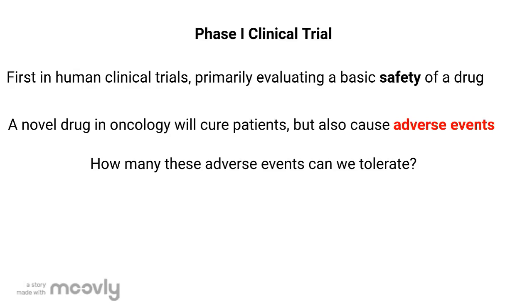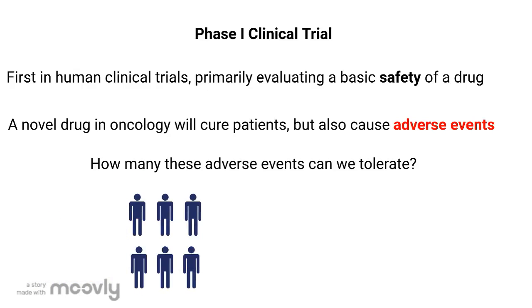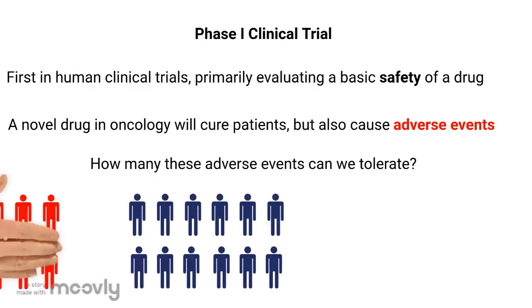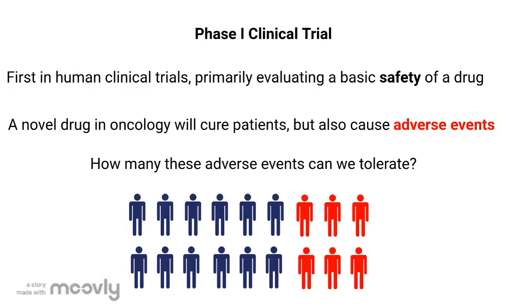Conventionally, in oncology, the drug is still acceptable if it causes adverse events in not more than 1/3 of the population. Then a phase 1 clinical trial aims to find this upper bound for the toxicity beyond which the dosing regimen of the novel drug is unacceptable. So, how does it work?